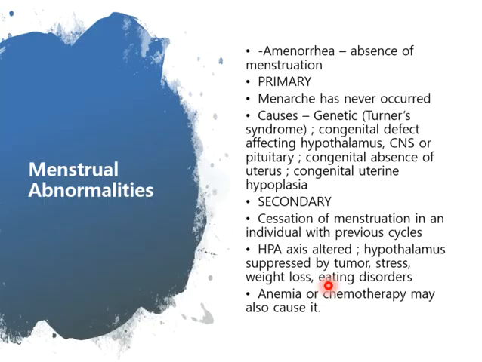Now we're discussing the menstrual abnormalities. What are the abnormalities which can be seen in the menstrual cycle? There is amenorrhea, absence of menstruation. Now there are two types of amenorrhea, primary and secondary.